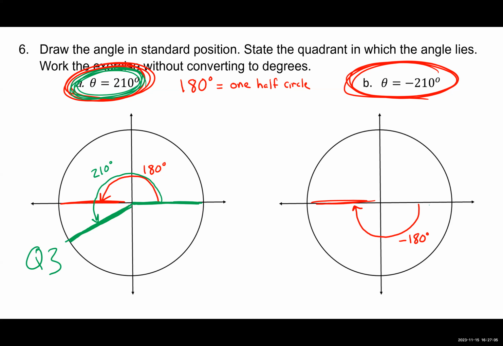But negative 210 is going in the negative direction. So half a circle is 180 plus a little bit more, another 30 degrees. So this green one would be negative 210 degrees, and that puts you in quadrant 2.